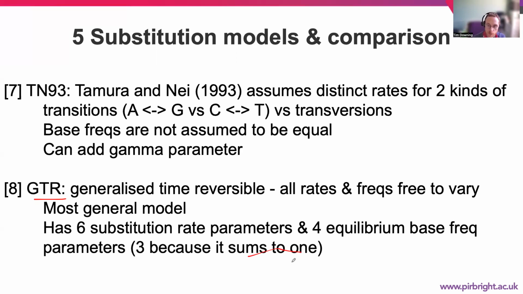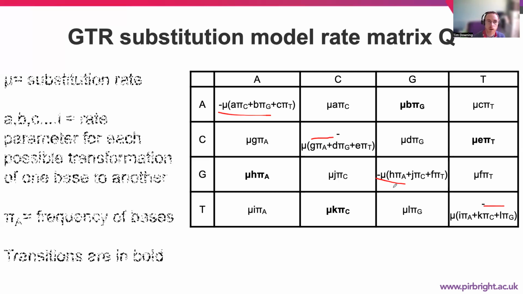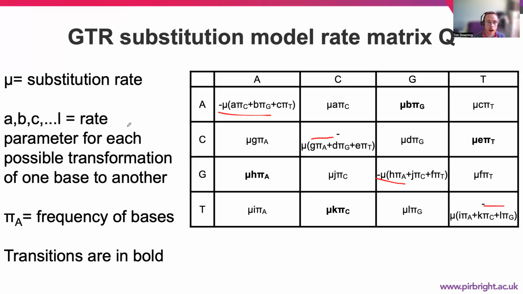So we can summarize that for DNA based on this distribution, where we have rates for A to A, C to C, G to G, and T to T down here. What we're thinking about is the substitution mu, and then we have the rate parameter for each possible transformation of one base to another. And then we have pi, the frequency of the different bases C, G, T, or A as appropriate. And then we can think about the probability of changing, say, from A to G, or G to A.